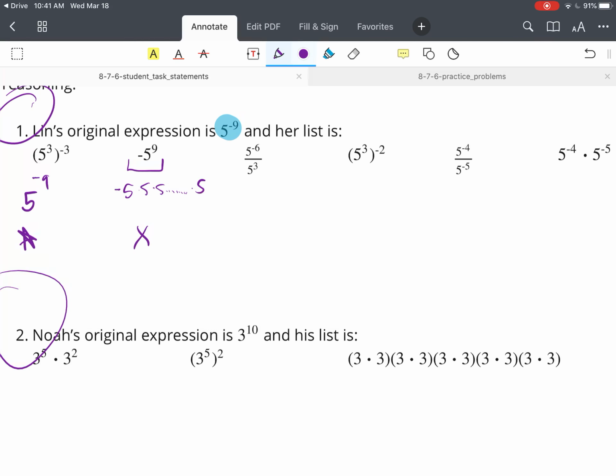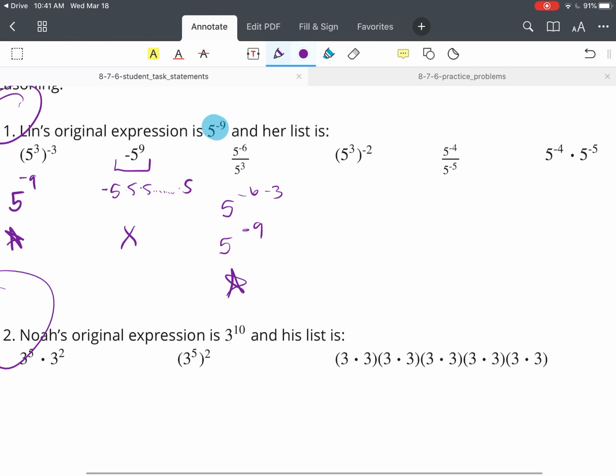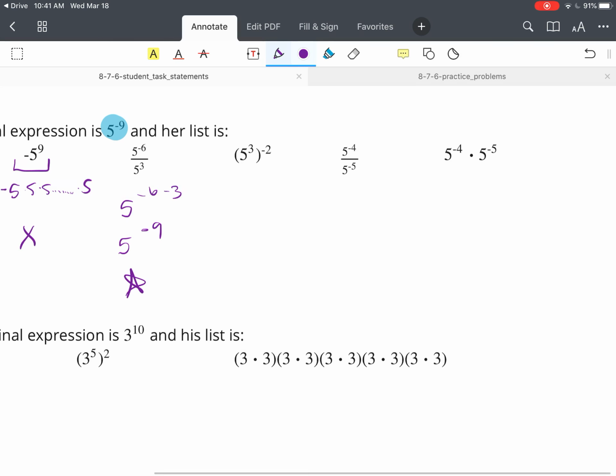5 to the negative 6 over 5 to the third. If we're dividing exponents, what do we do? We subtract them. So this is 5 to the negative 6 minus 3, which is 5 to the negative 9. We're taking a power to a power, so what do we do? Yep, we multiply them. So that's going to be 5 to the 3 times negative 2, which is 5 to the negative 6, not negative 9.